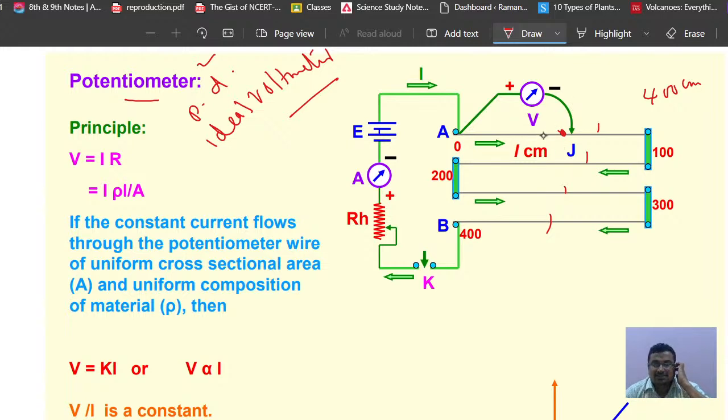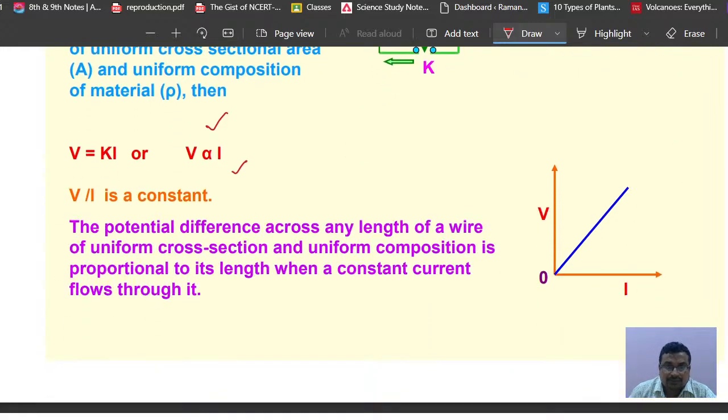With the help of this, we can find the potential difference or compare the EMF. Now, if a constant current flows through a potentiometer wire of uniform area and composition of material, the voltage is proportional to the current, V by I is constant. So the potential difference across a line of uniform composition is proportional to its length. The potential difference across any length is proportional to the length when a constant current is flowing in it.